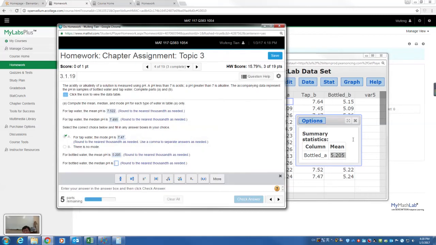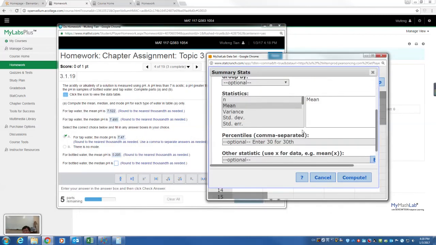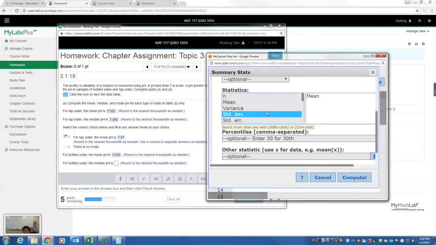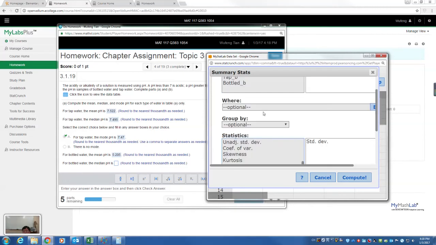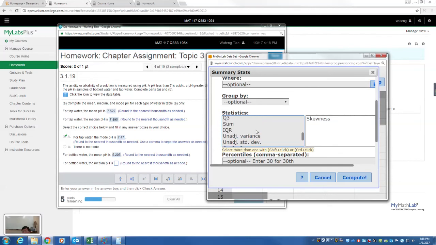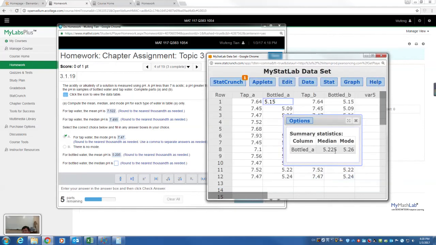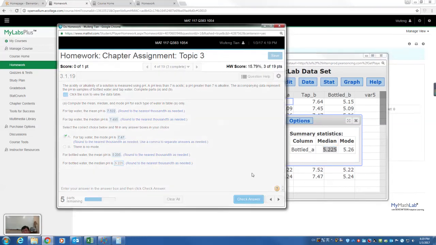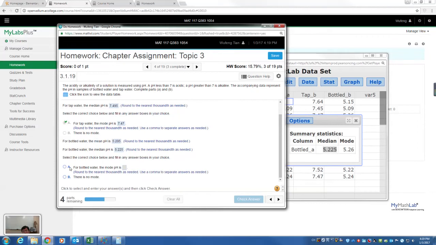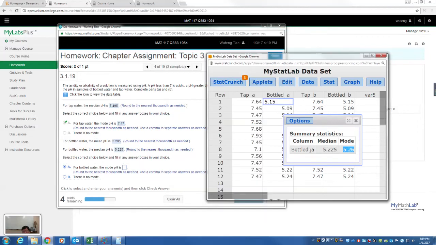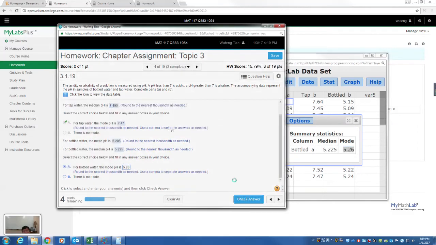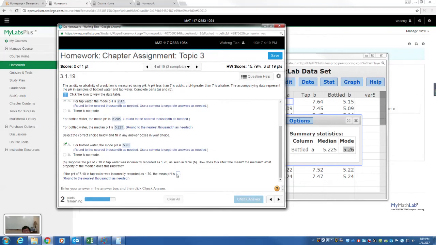It asks you for the median, so I have to do it again. Choose the median with Control, scroll down to the median, and I also choose the mode in case it asks for that too. The median is 5.225, and the mode is 5.26.